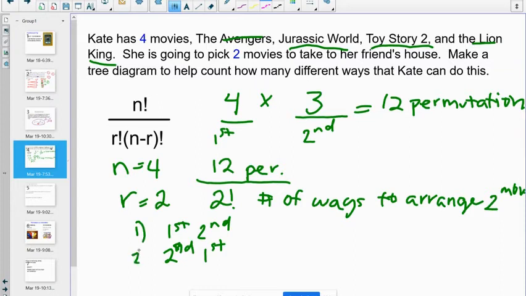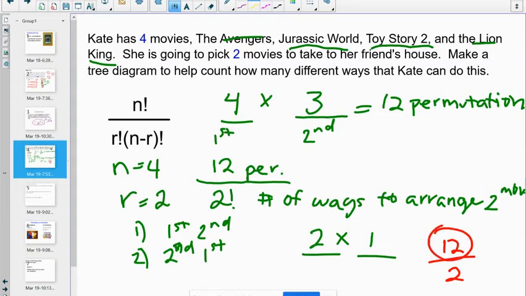1, 2. Another way you can think of it is as our permutation. We have 2 spots. There's 2 choices for the first one, and if we already picked one, there's only 1 choice for the second one. And that's the same thing as saying 2 factorial. So our ending result is just going to be 12 divided by 2. Remember, our number of permutations, 12, divided by our number of ways to arrange those 2 movies, because order does not matter in combinations. Again, feel free to pause it, rewind it. We're going to keep moving forward.